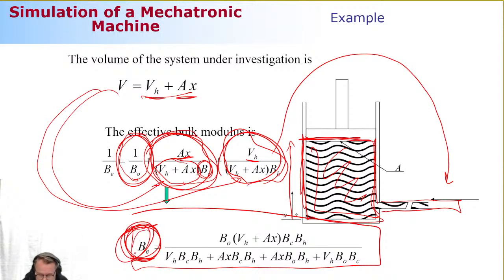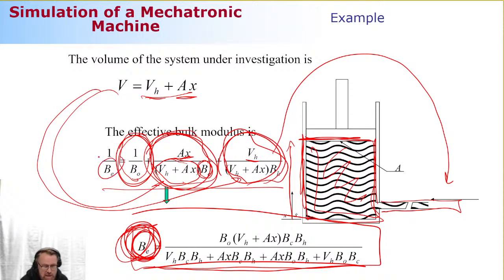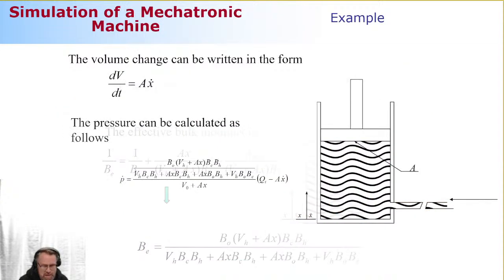When I do my math and solve for the effective bulk modulus, it can be expressed like this. Where did I get this? How was I able to do this complicated math? I wasn't. I used a symbolic math tool, and it gives it to me automatically. I say, here's my equation, solve this for me, and it's able to do it. Okay? And I recommend you to do the same.